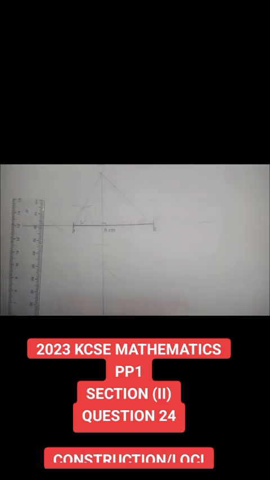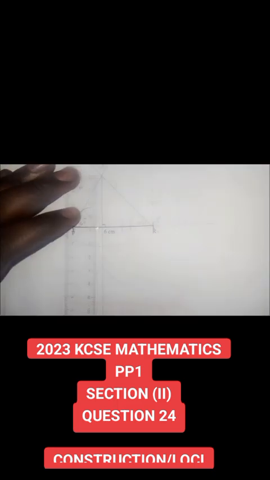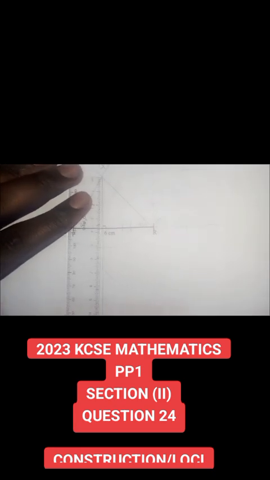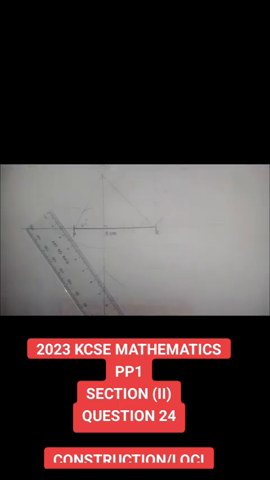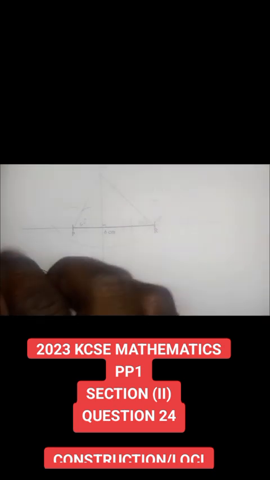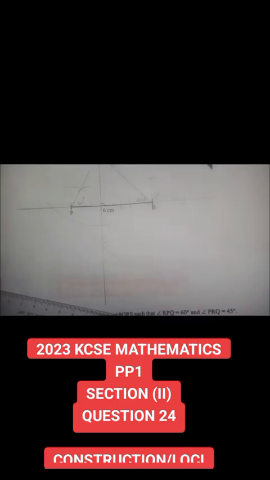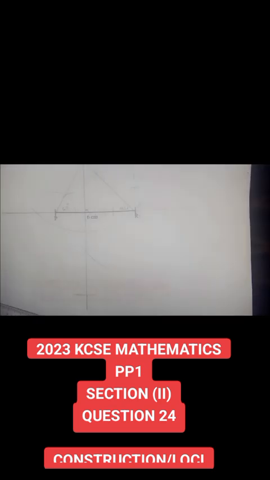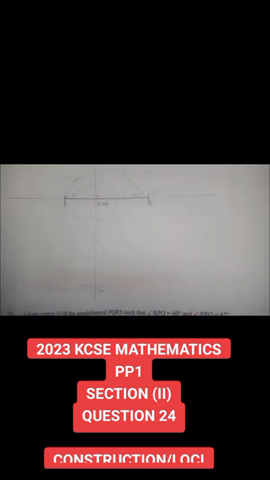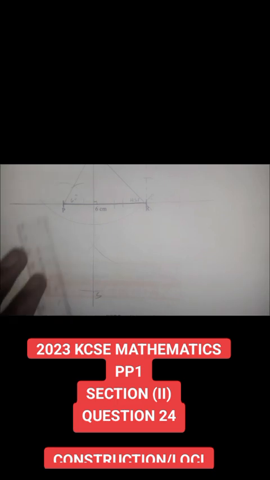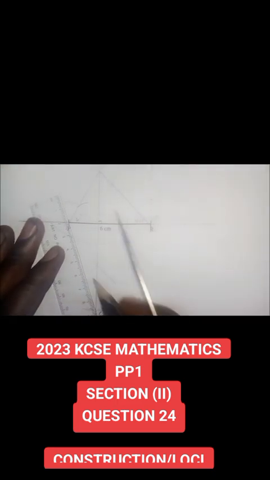Then you are told it is 10 centimeters. So you take 10 centimeters from this point here, or I can measure my 10 centimeters on the ruler. Then from the top Q, I make an arc. So this one here becomes our point S, QS. You are told to complete the quadrilateral. It's just a matter of joining P and S, and also R and S.